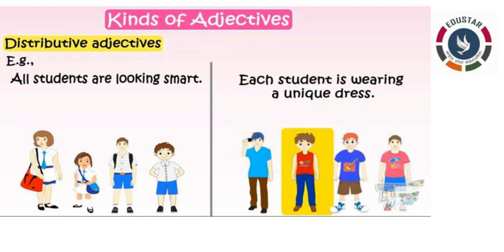But on the other side, your next example is, each student is wearing a unique dress. Here, the speaker is referring to all the students one by one. So, it is a distributive adjective. So, we use distributive adjectives when we are supposed to refer to every member of the group individually rather than collectively. Can you understand distributive adjectives?